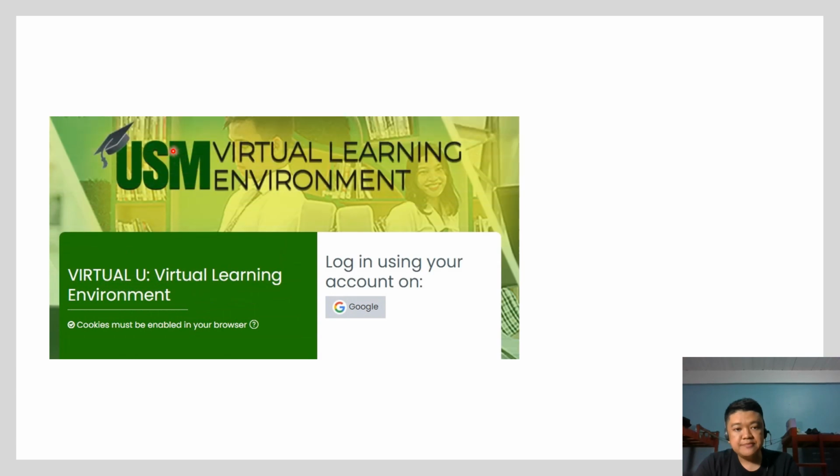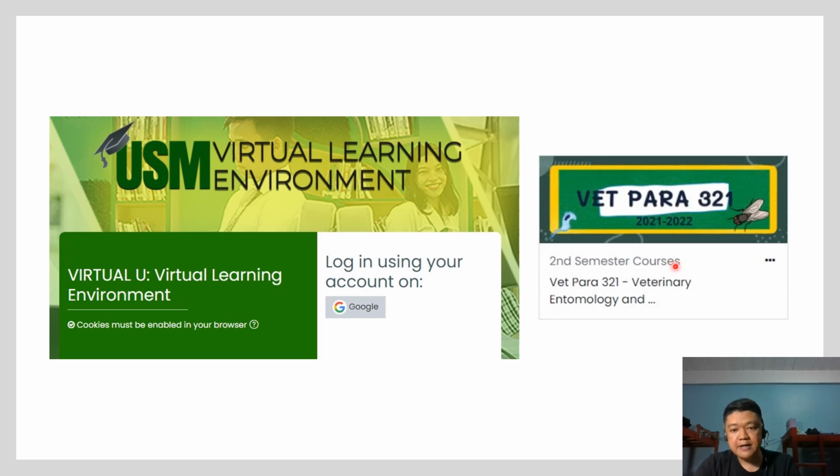Our official learning management system for this course is the USM VLE 4.0. Again, the VLE stands for Virtual Learning Environment. For you to be able to enter this platform, you need an institutional email or the USM Gmail account. You also need an enrollment key to access the virtual platform. The enrollment key for our subject, Vet Para 321, is already sent in your group chat in Messenger.